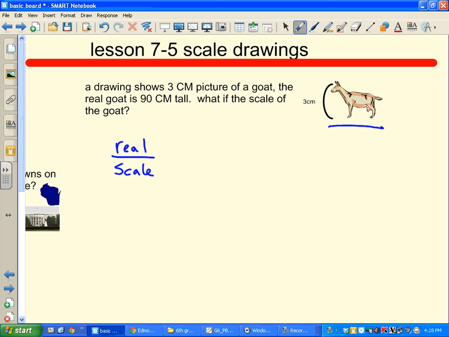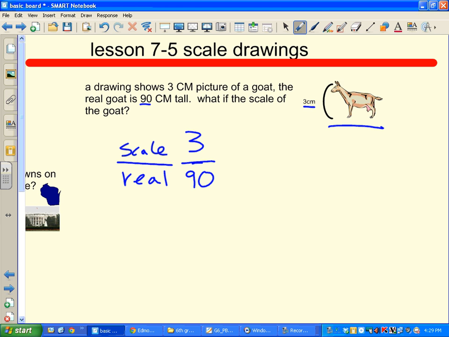Now, the drawing height is how big? Well, actually, we should probably put the scale above it because it'll be smaller. So let's organize this, just make our lives a little easier. So we have the scale and we have the real. Now the actual size of our drawing here is 3 centimeters. So it's 3 centimeters tall, and the goat is actually 90 centimeters.